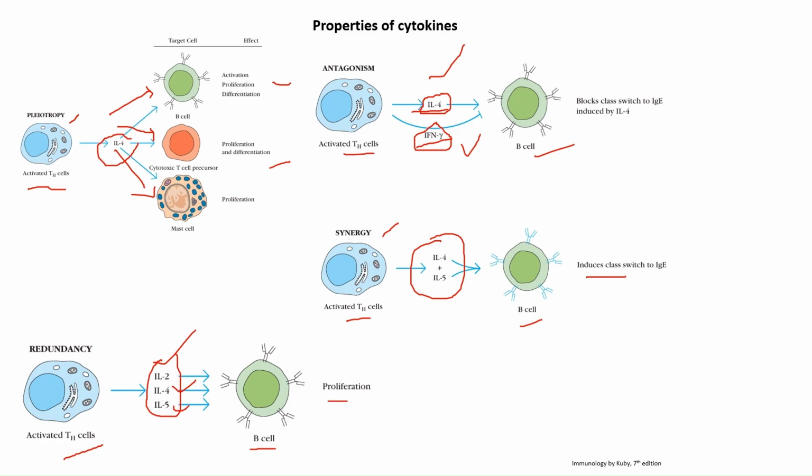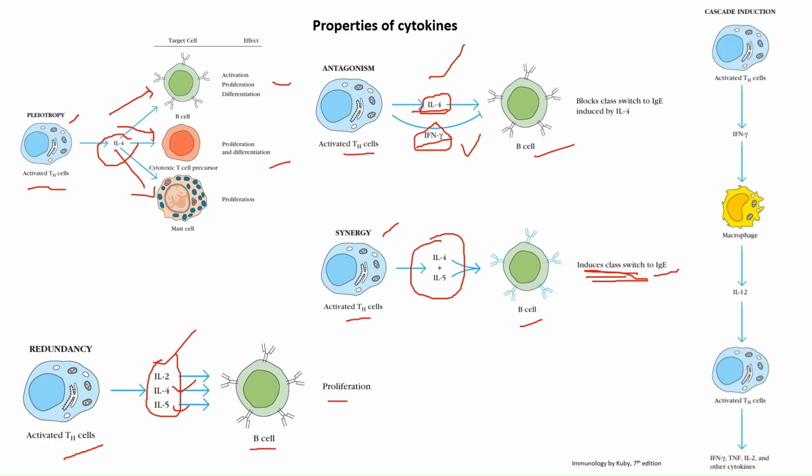Here synergy means, for the class switching to IgE, for this phenomenon, interleukin 4 and 5 together is needed. If only interleukin 4 is present, this phenomenon won't occur. If individually only interleukin 5 is present, this phenomenon won't occur. So the presence of 4 and 5 together can only bring this phenomenon to effect. So this is called synergy. Whereas in redundancy, interleukin 2 alone is sufficient for proliferation, 4 alone is sufficient for proliferation, and 5 is individually sufficient for proliferation. So this is one more property of cytokines.